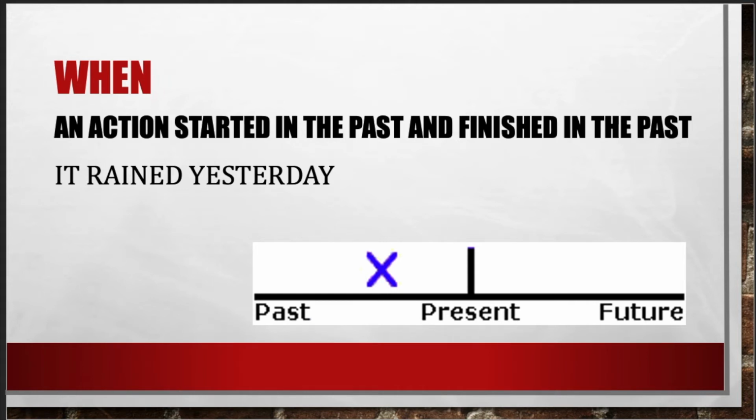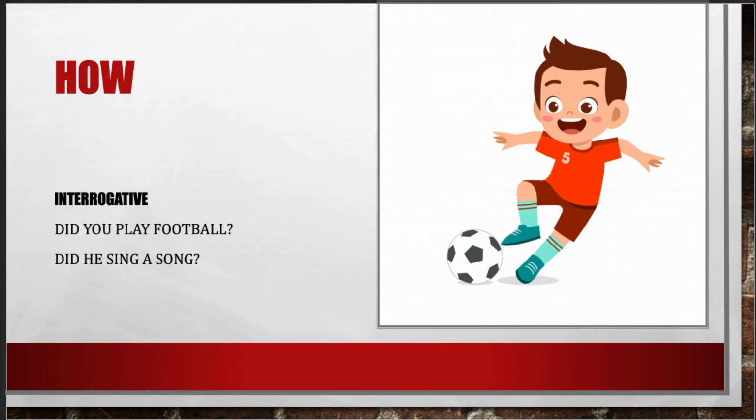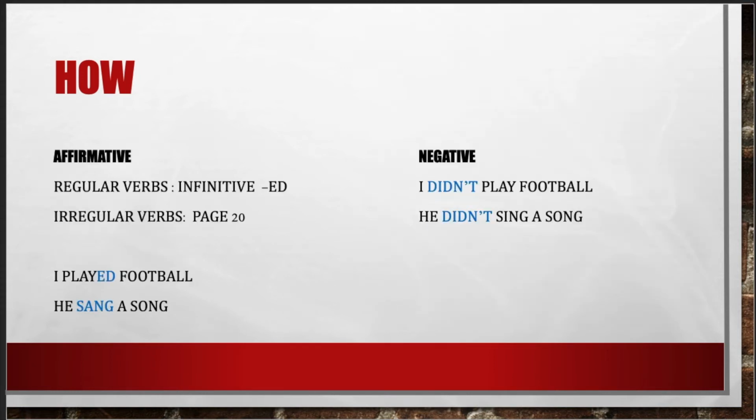Now, how do we use the simple past structure, okay, to make sentences? Okay, in the simple past we have three structures, okay? Affirmative, negative, and interrogative, okay? Let's start with affirmative. To form the affirmative form, first we need to know that the verb has two forms, okay? The regular verbs and the irregular verbs. To form the regular verb is very easy, okay? We just have to take the verb in infinitive form and add ed at the end, okay?